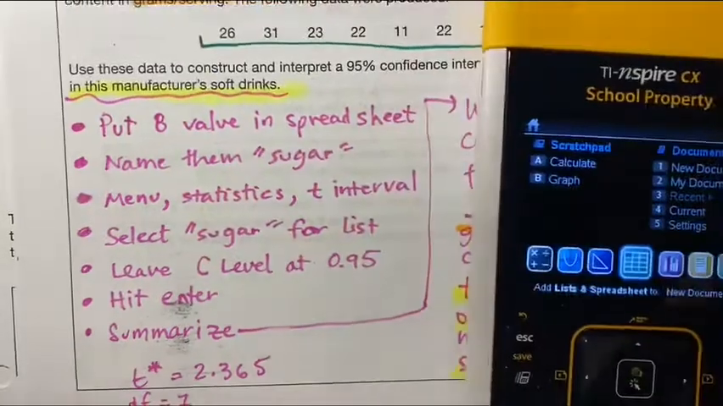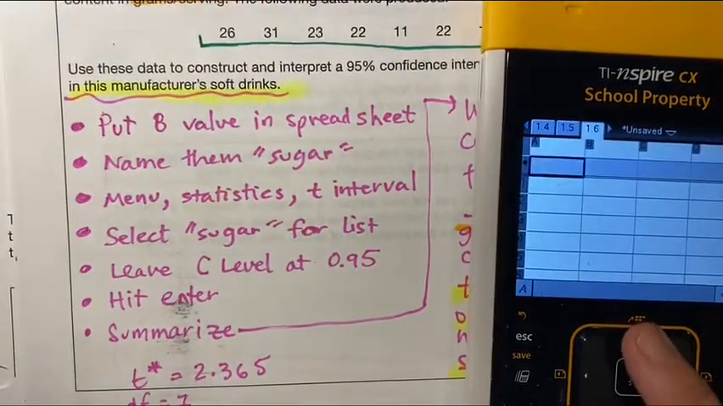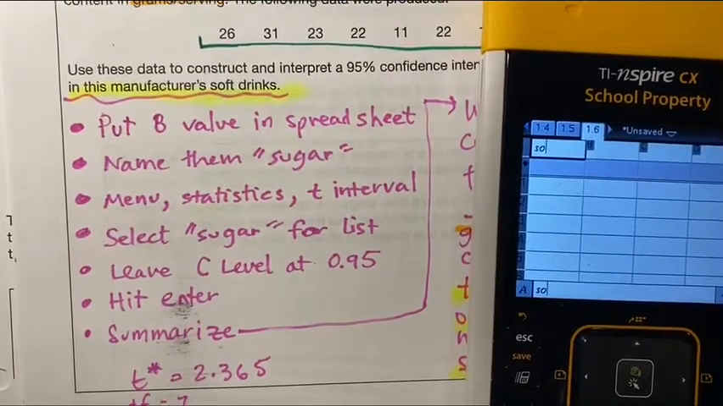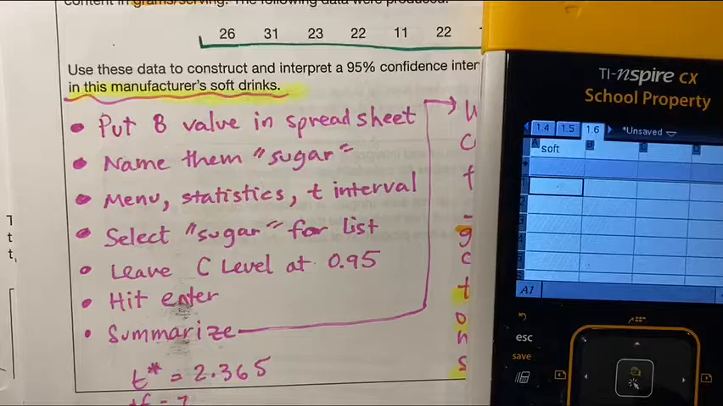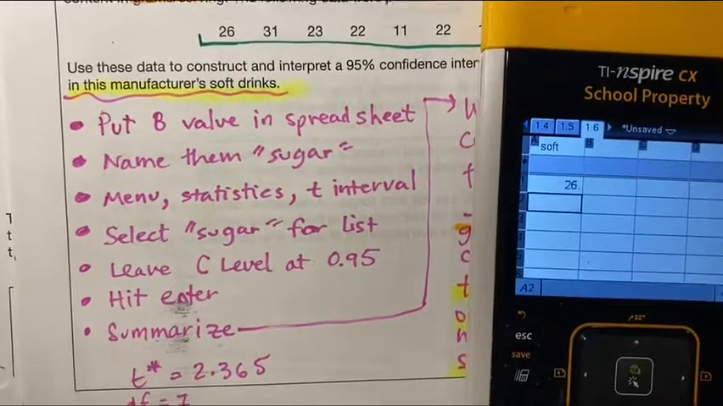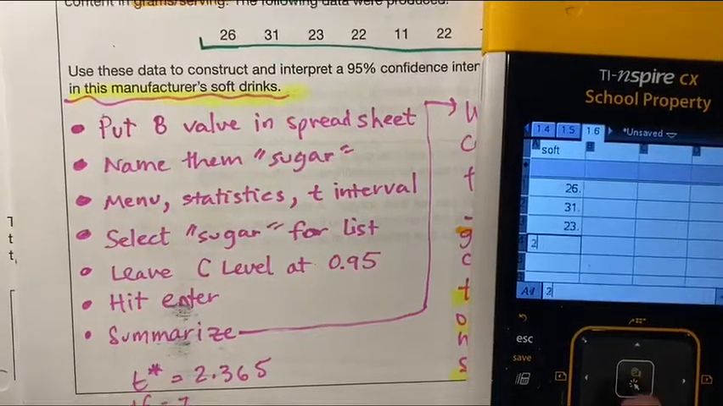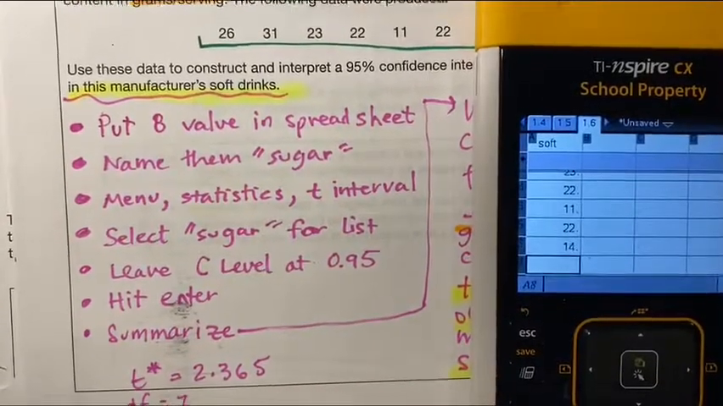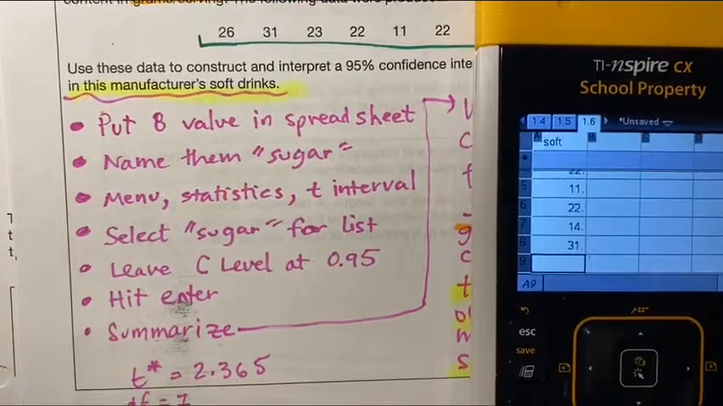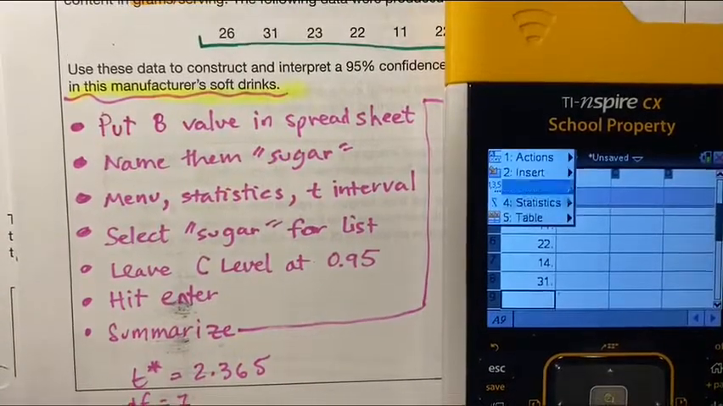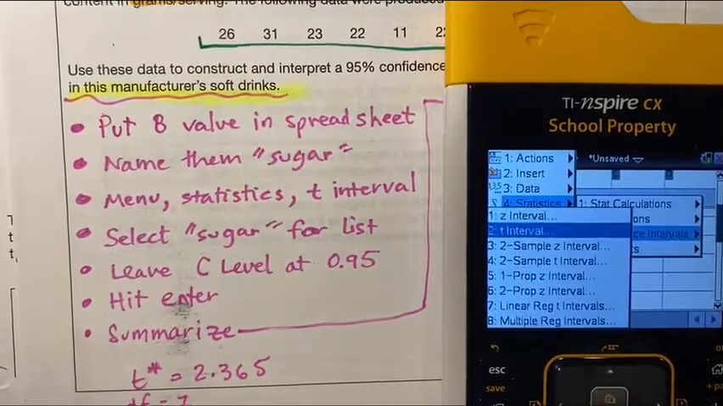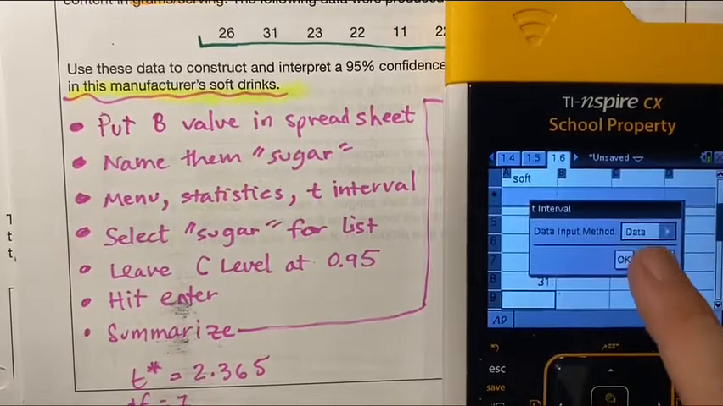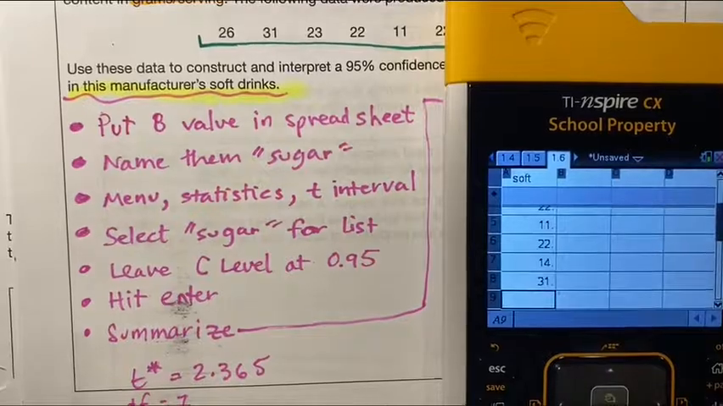So let's just review. We open a spreadsheet, and we're doing soft drinks, so I'm just going to call this soft. Okay. And so I've got to put these 8 values in here. They're in there. Okay, 8 values in, and I'm going to make the calculator do all the work. This is a T interval because I didn't ask yes or no questions and I have data. I just typed it in there.